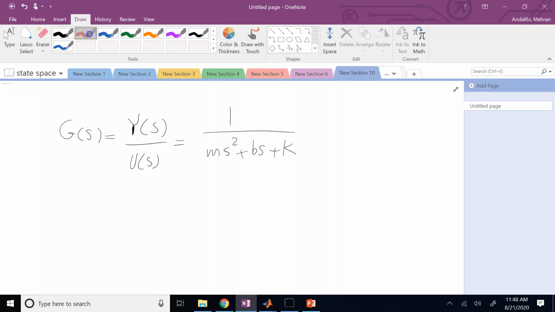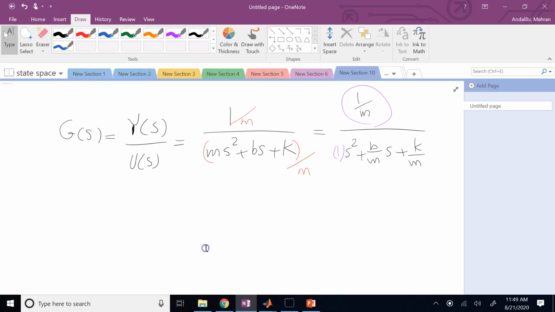So what I will do first, I will divide both numerator and denominator by m to make that leading term 1. You have to have that. Otherwise, this method does not work. So now you will get 1 over m divided by s squared plus b over m s plus k over m. Now the leading term is 1. Good. The denominator is not 1 now, it's other than 1, but still constant. There is no s term in it, so we can still use it.